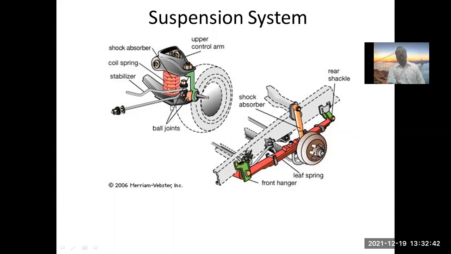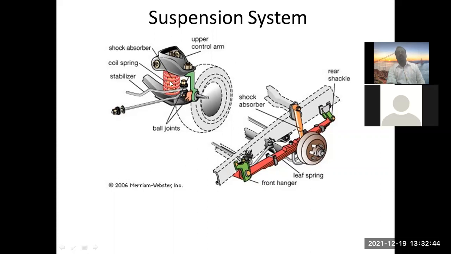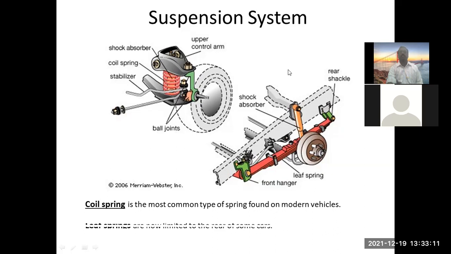Here we have a coil spring used with the suspension, and therefore we call it a coil spring suspension. Here we use this particular violet one, the leaf springs, and therefore we call this a leaf spring suspension. So here the type of spring used is the coil spring, and here the type of spring used is the leaf spring. So that was about the classification on the basis of types of spring.